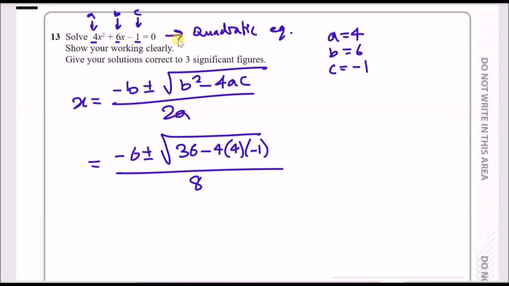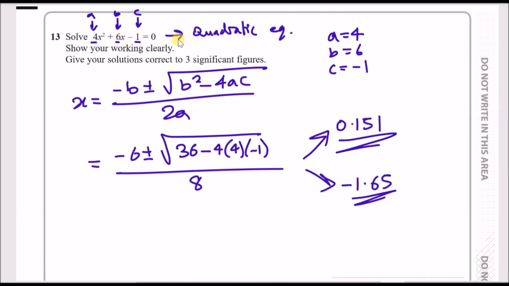Now literally just put this on your calculator. The first thing you want to do is put the plus sign first. And then when you get an answer, do the same thing, but delete this part and put a negative sign. What happens is that you get 2 results. The first would be 0.151, because remember they wanted 3 significant figures. And the second result would be minus 1.65. And that's it, guys. Literally as simple as that.